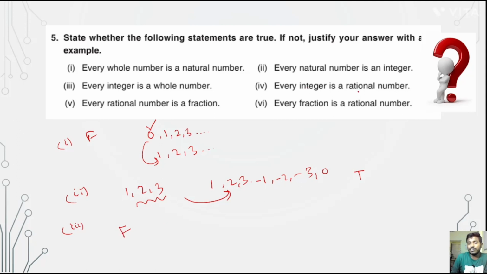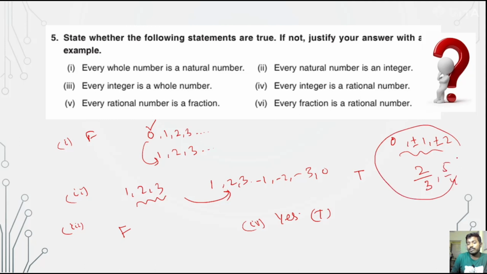Now, every integer is a rational number? Yes, true. It is true, because integers are 0, plus minus 1, plus minus 2, and all the integers are rational numbers. Because rational numbers include 0, negative numbers, and p by q forms, that is 2 by 3, 5 by 4, all are rational numbers. Clear?